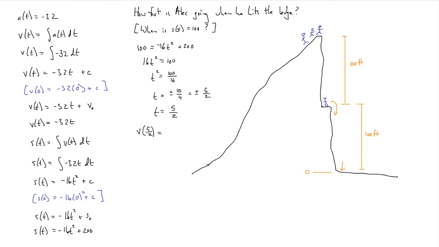We're now in great shape to figure out how fast he was going when he hits the ledge. We just use our velocity function that we figured out over here and plug in 5/2. And we determined that Alec was going negative 80 feet per second, or 80 feet per second in the downward direction. And that's kind of a dissatisfying answer because we don't really have any intuitive feel for how fast 80 feet per second is. We don't think in terms of feet per second.